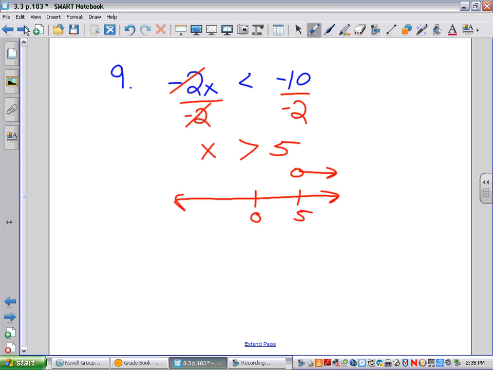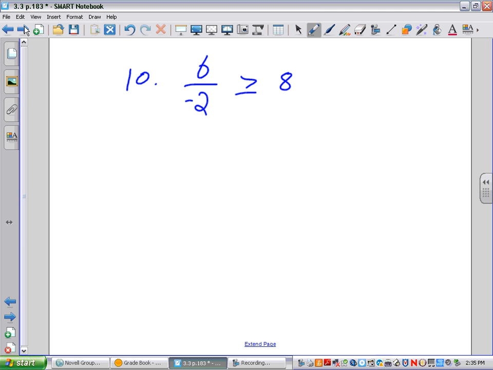What about number 10? Number 10, b over negative 2 is greater than or equal to 8. To solve this one, I want to multiply each side by negative 2. And because I'm multiplying by a negative 2, I must switch the sign. So let me tell you the rule. Anytime you divide by a negative or you multiply by a negative, you switch the sign.